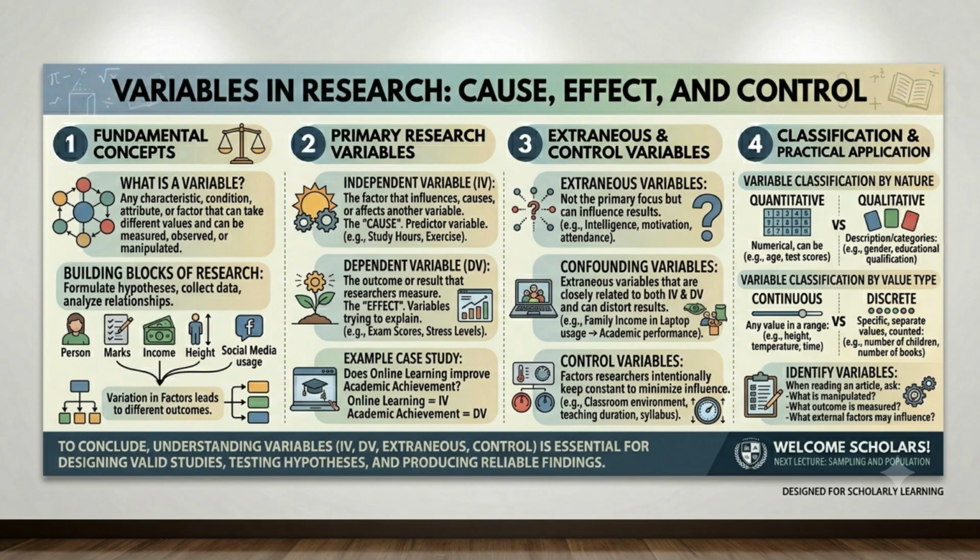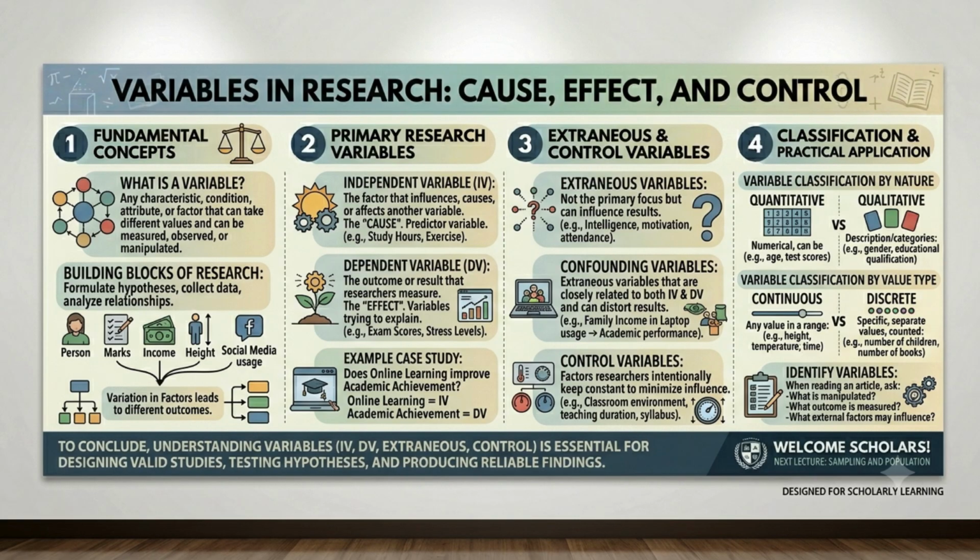scientific conclusions. Whenever researchers conduct a study, they are usually interested in understanding how one factor influences another. For example, a researcher may want to know whether study time affects academic performance, whether social media usage influences concentration, or whether exercise improves mental health. In each of these examples, certain factors are changing or varying. These changing factors are known as variables.